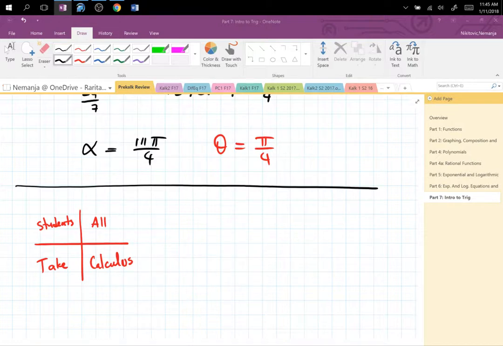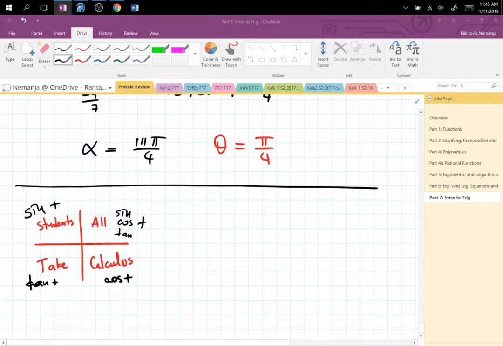So I go back, and now I want to calculate. All Students Take Calculus: all means sine, cosine, tangent are positive. Sine is positive, tangent is positive, and cosine is positive. The rest is negative. That's what it means. All students take calculus. All, sine, tangent, cosine. ASTC.